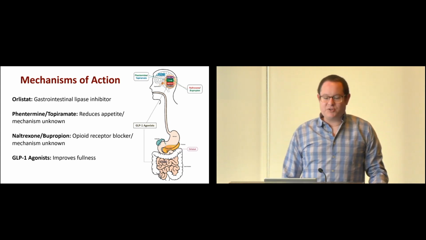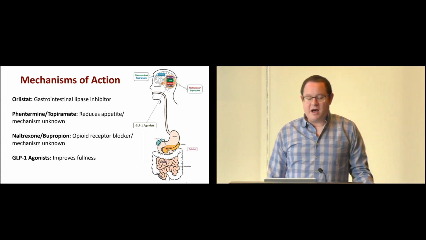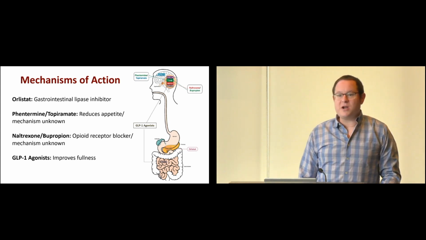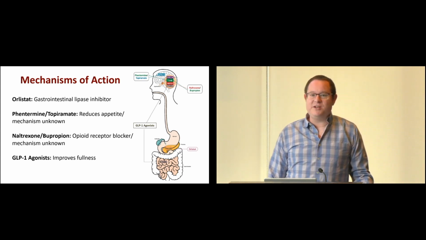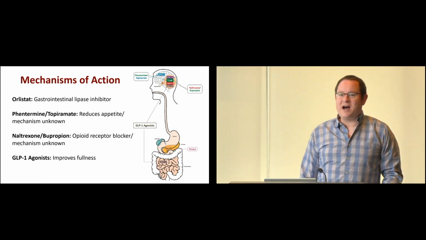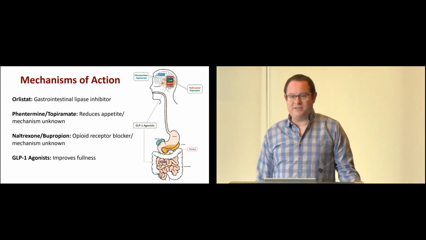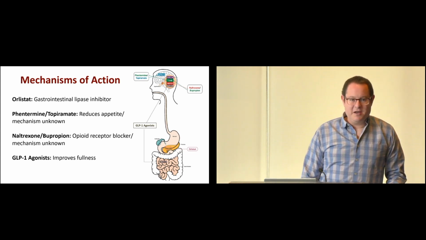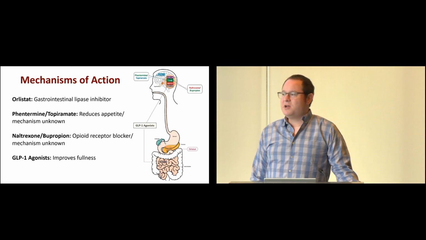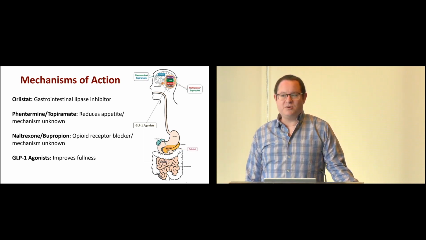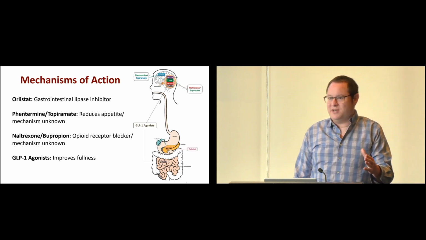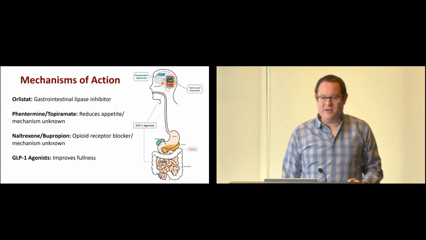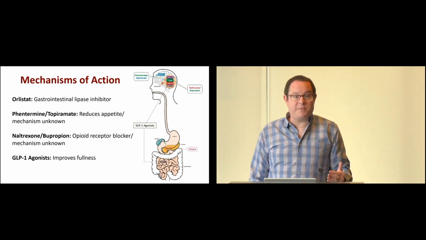In terms of naltrexone and bupropion, the bupropion part, we're not entirely sure how that works. But in terms of the naltrexone part, this is a blocker of opiates. So it's an opiate receptor blocker. And so this tends to work on craving and reward pathways for food. So, I really enjoy food and eating. I really like carbohydrates. This tends to work on those pathways.